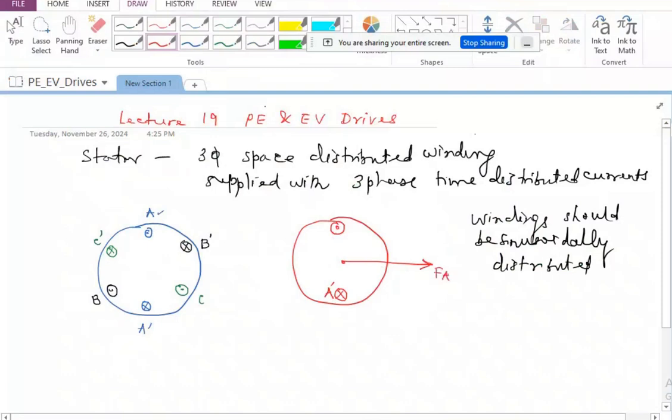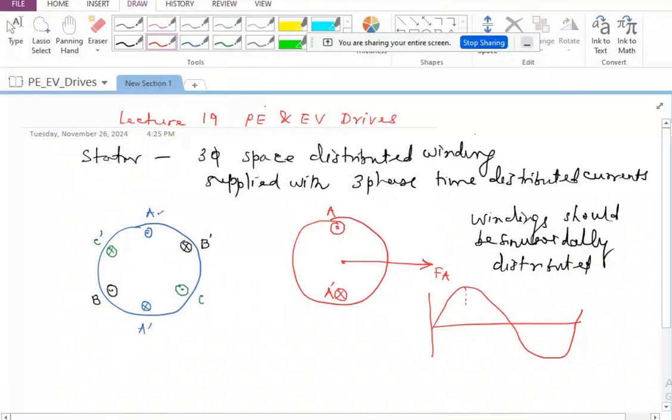So FA should be along this. So if I am talking about the current that is flowing in A and A dash, that is the forward current and the return current, they are at its maximum value. So let me show that current which is sinusoidal in nature, something like this. Okay, so this is the current.